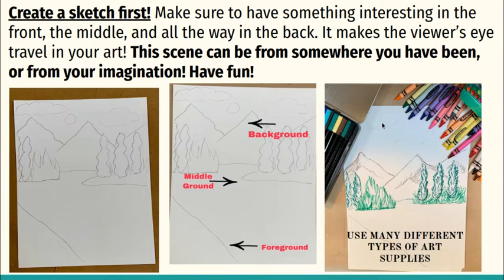The first thing I'd like you to do is take a piece of paper and make a sketch. Make sure to have something interesting in the front, which is called the foreground, the middle, which is called the middle ground, and way back in the back, which is called the background. It makes the viewer's eye travel around in your art. This scene can be from somewhere you have been before or from your imagination. Just make sure that you have fun.